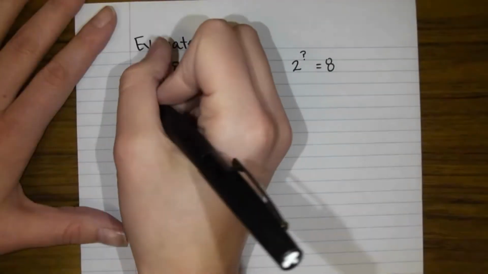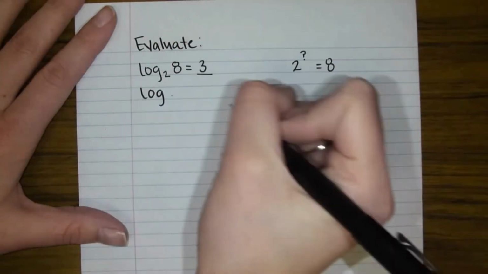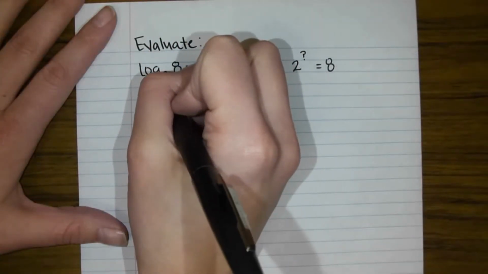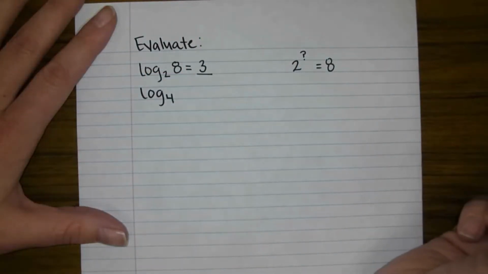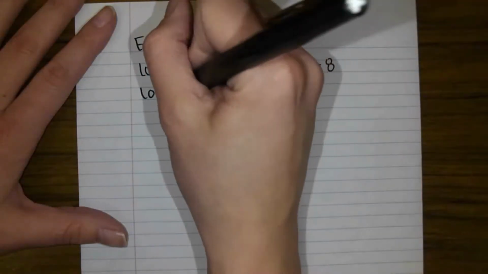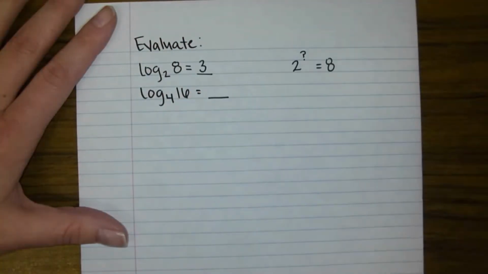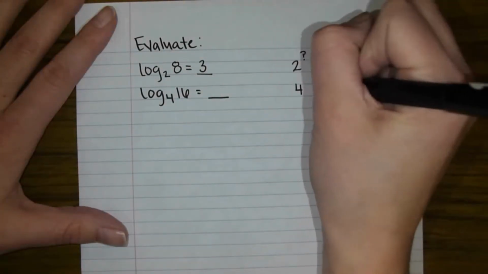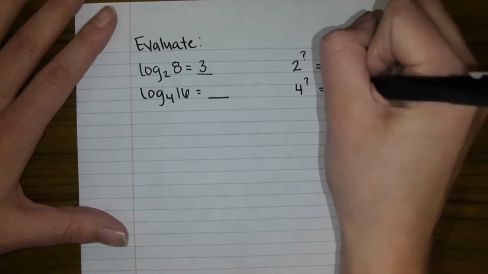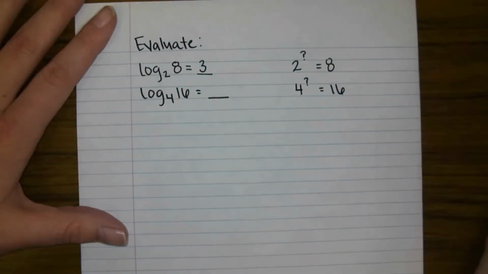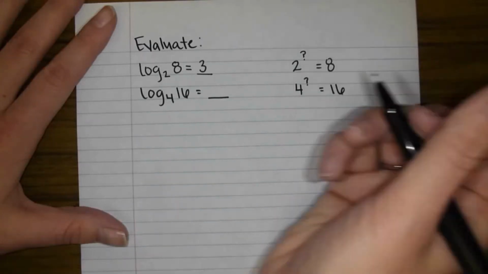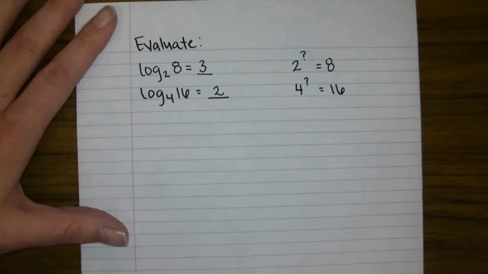Let's try another one. Log base 4 of 16, and what does it equal? Well, I could do the same thing and rewrite it as exponential. 4 to what power equals 16? And then I can use mental math and try to solve this. 4 to the first is 4. Oh, 4 to the second is 16, so this has to equal 2.